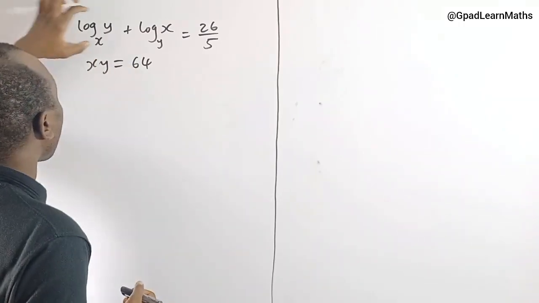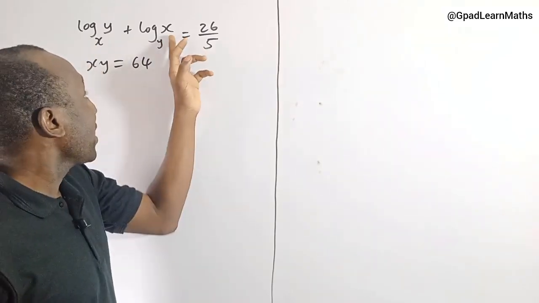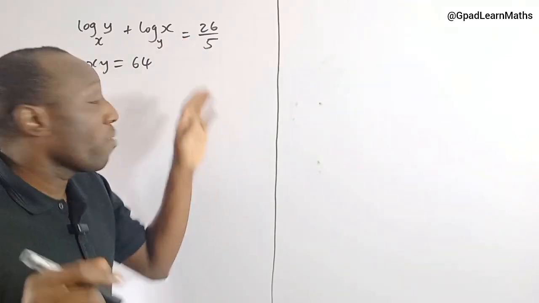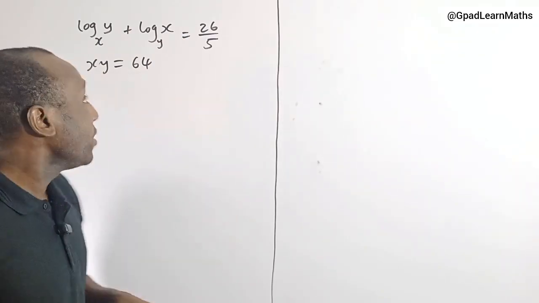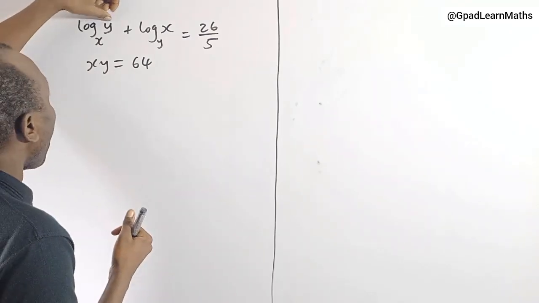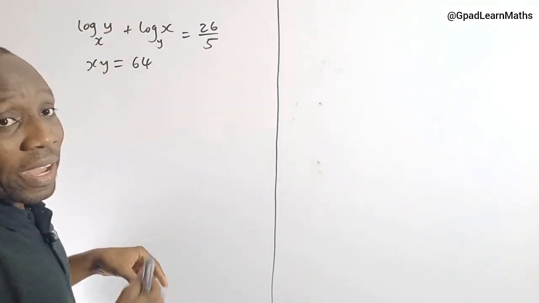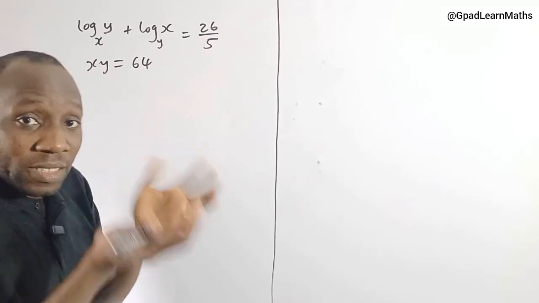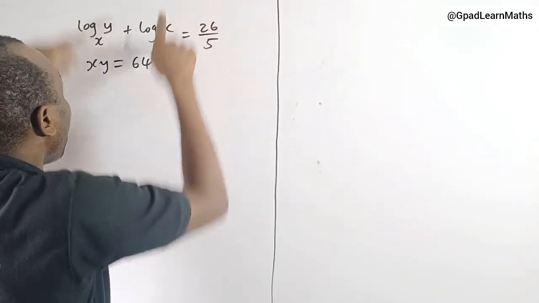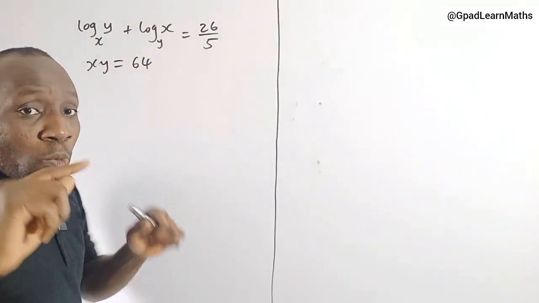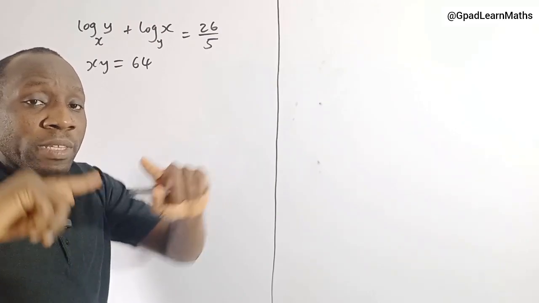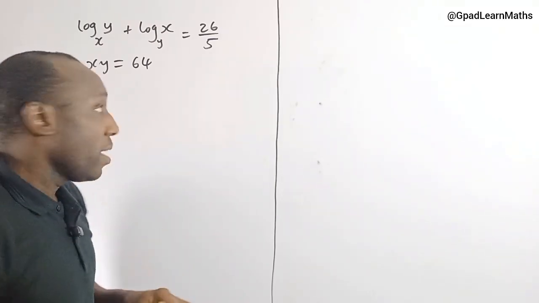So what we have here is log y base x plus log x base y is equal to 26 over 5. And then we have xy is equal to 64. This is log y base x, this is log x base y. Because I want the argument and the base to be the same, I'm going to take the reciprocal of this, and that will mean switching the position of the base and the argument. Let's see how that plays out.